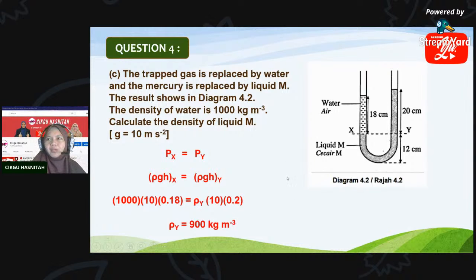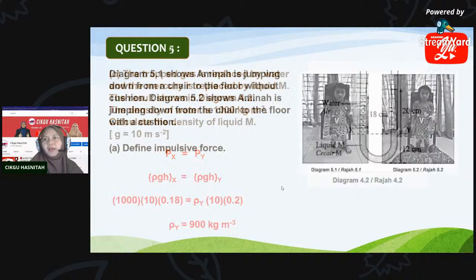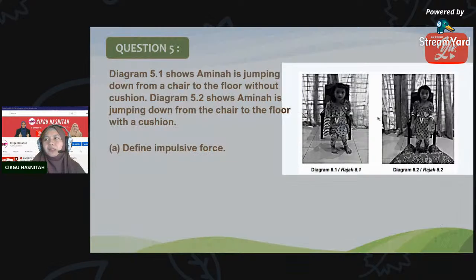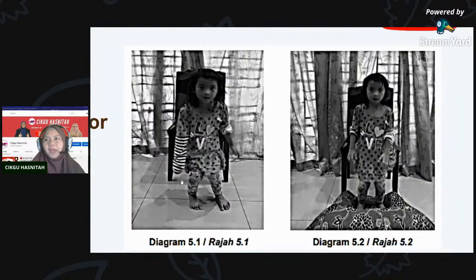Okay, that goes for question 4. Now let's move to question 5. Question 5 allocates 8 marks. You're given diagram 5.1 and 5.2. Actually, it is the same girl. Amina is jumping down from a chair to the floor without cushion, while in diagram 5.2, Amina is jumping from the chair to the floor with cushion. So the difference between these two diagrams: first is jumping without cushion on the floor. Second, she's jumping with a cushion on the floor. She lands on a cushion.